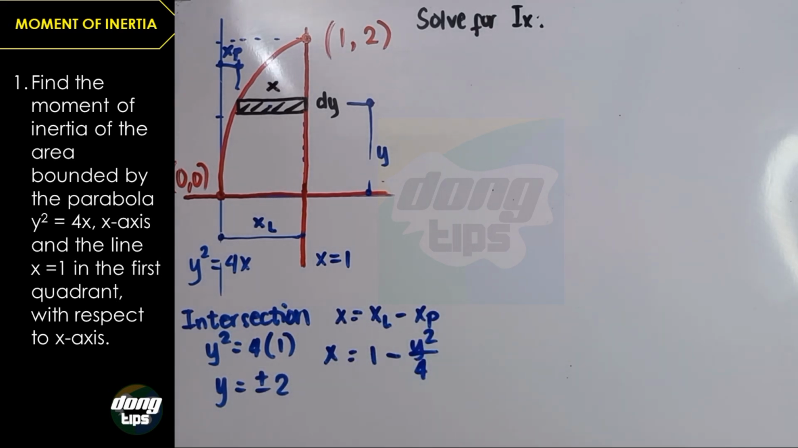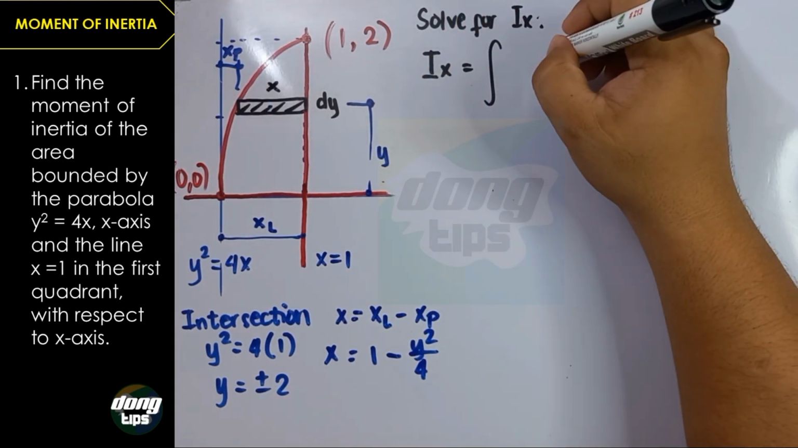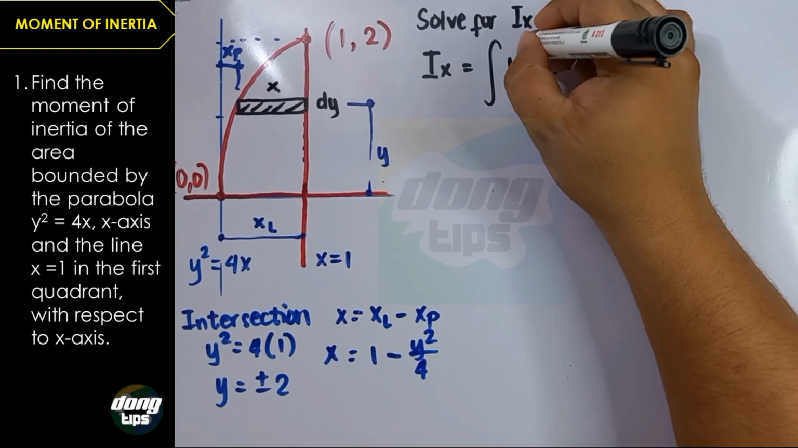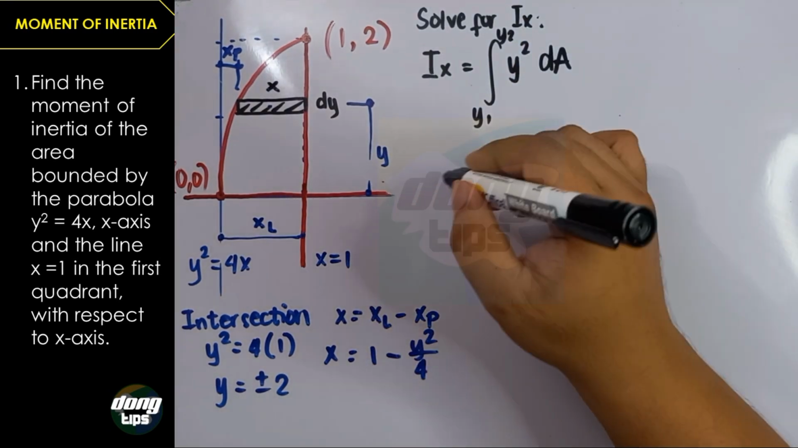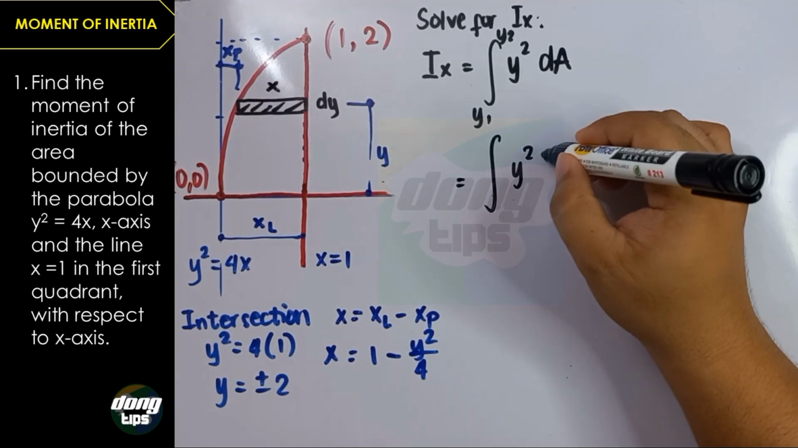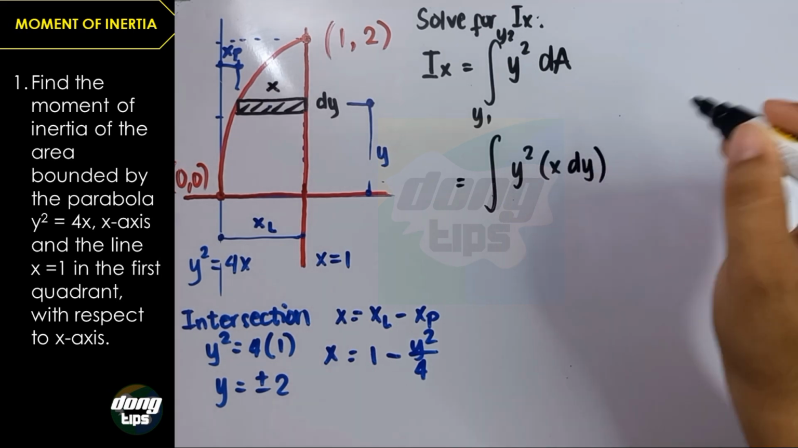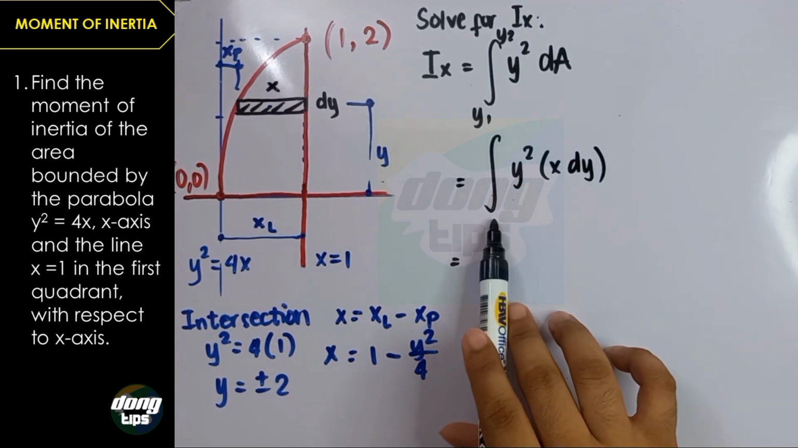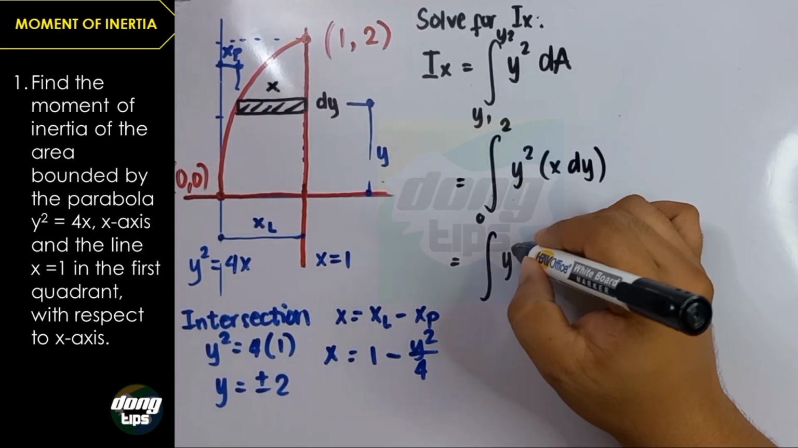Tip number 2. Moment of inertia is equal to the integral of differential area times the square of the moment arm. Differential is in y, so limits must also be in y. Substitute the value of x into the formula.